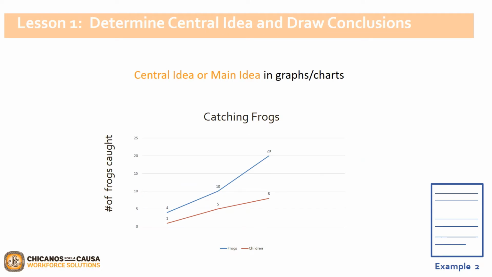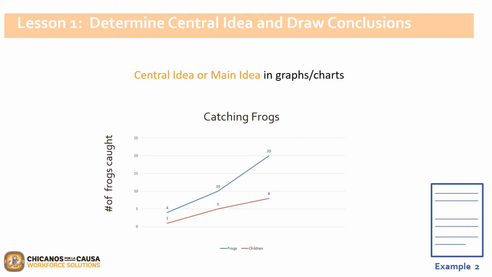As previously mentioned, the central idea is not always found directly in the writing. So in that instance, we have to infer it. A good example of inferring central idea can be found in graphs or charts. In general, graphs or charts usually display 3 different items: a graph title and a relationship between item A and item B. For example, this chart's title is Catching Frogs. We can infer that the chart will probably provide us some sort of number about catching frogs, right?